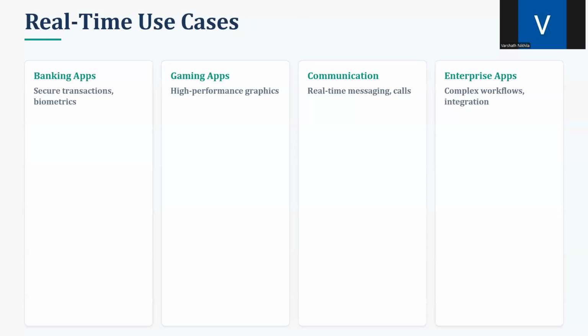In real-world use cases, the first one is banking. In banking apps, it needs security and biometrics. In gaming, it needs graphics performance. In healthcare, sensors and real-time monitoring. Enterprise workflow automation. For these purposes, we use native apps.